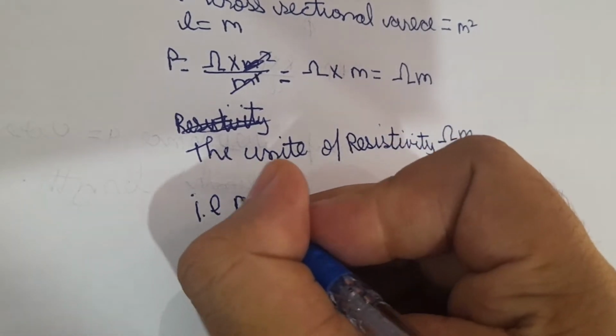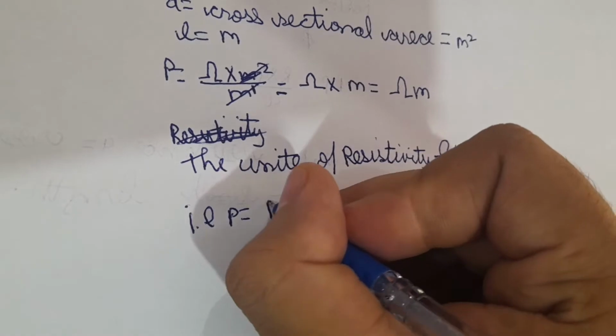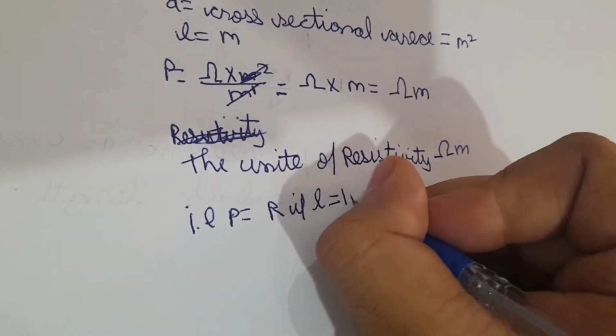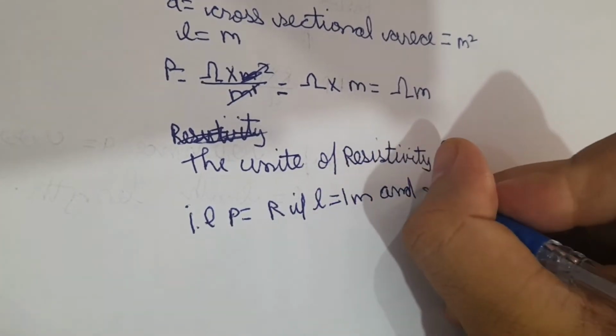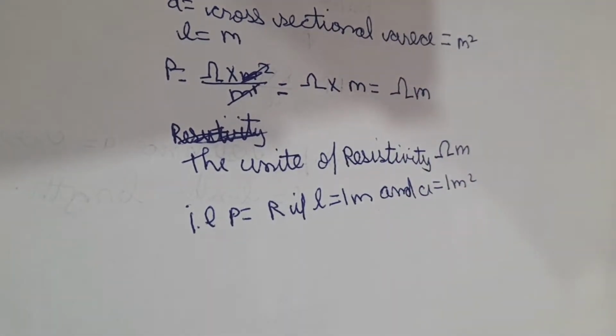Rho is equal to R if L is equal to 1 meter and A is also 1 meter square. Okay, so therefore this is the definition of resistivity. Now what we are going to take is Ohm's law.